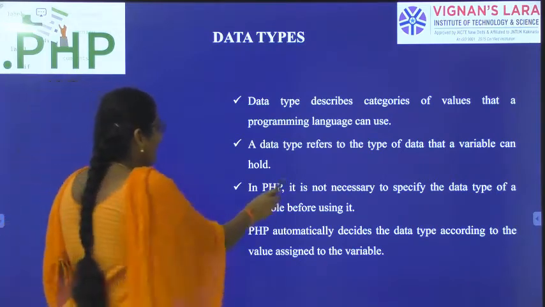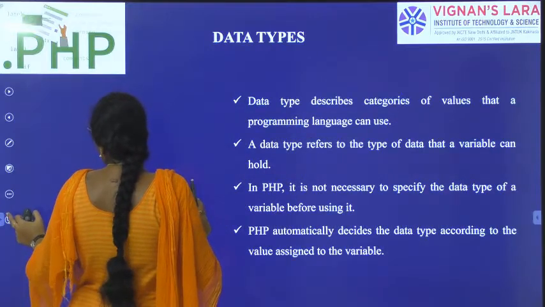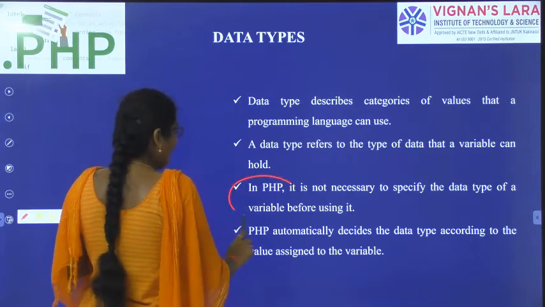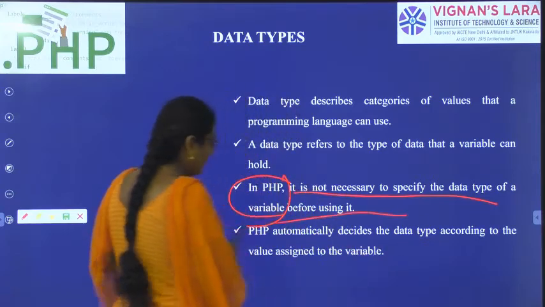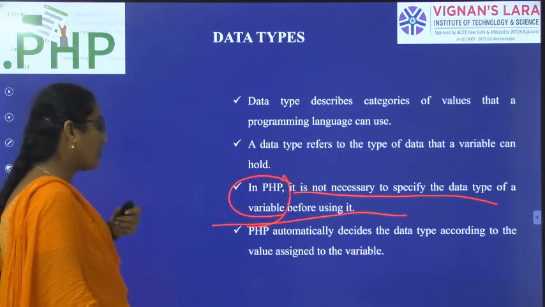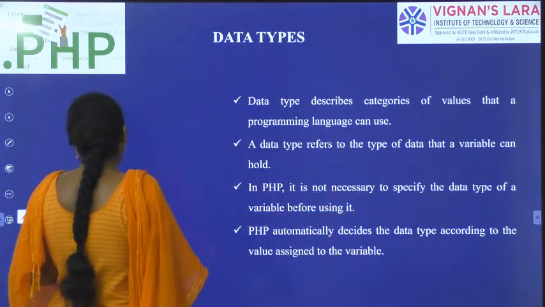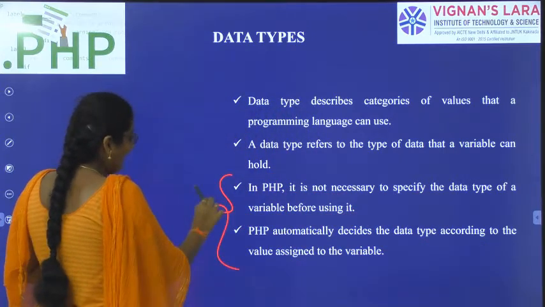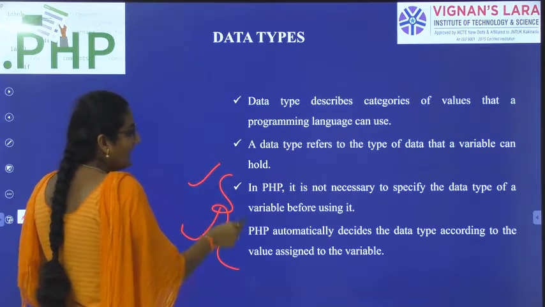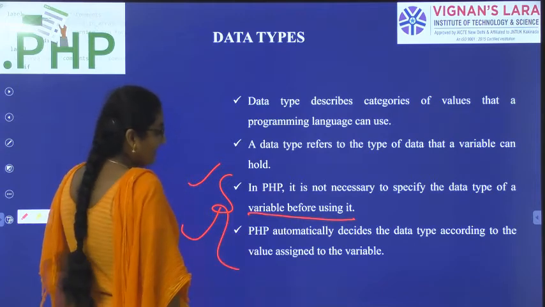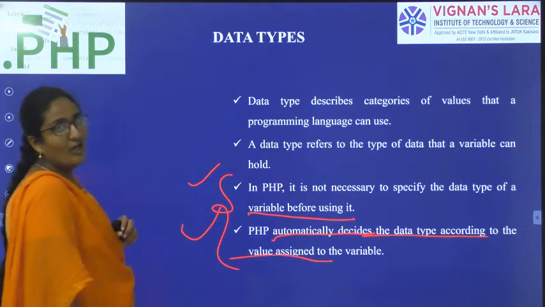But in PHP the important point is it is not necessary to specify the data type before using it. PHP automatically decides the data type according to the value assigned to the variable. These 2 points are very, very important. In PHP, we need not specify the data type to a variable before using it. PHP will automatically decide the data type according to the value assigned to it.